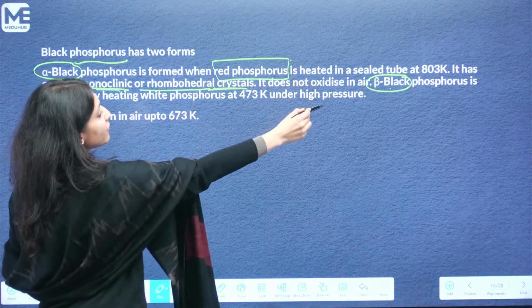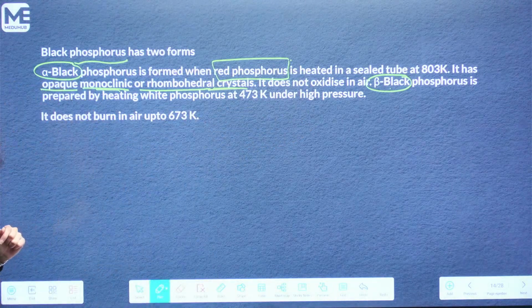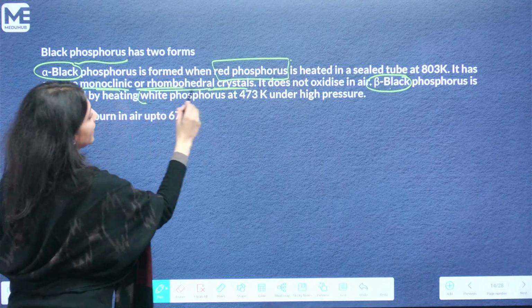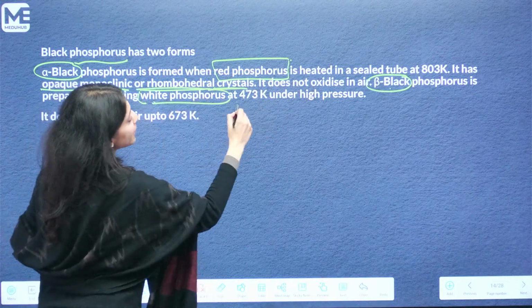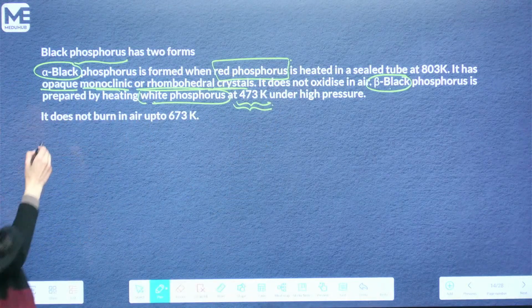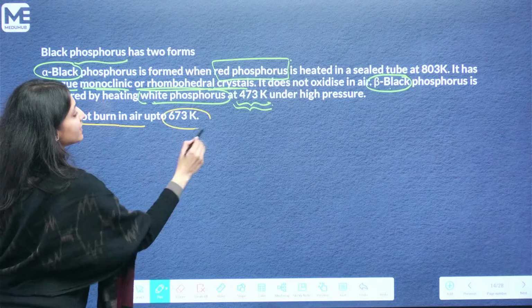और beta black phosphorus is prepared by heating white phosphorus. तो ये alpha red से बनता है और beta white से बनता है. Under high pressure उसको 473 Kelvin पे heat करने से. Beta B does not burn in air up to 673 Kelvin.